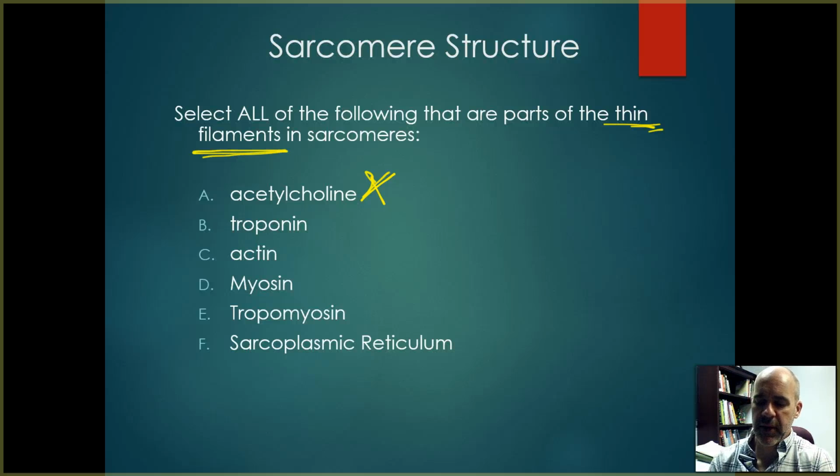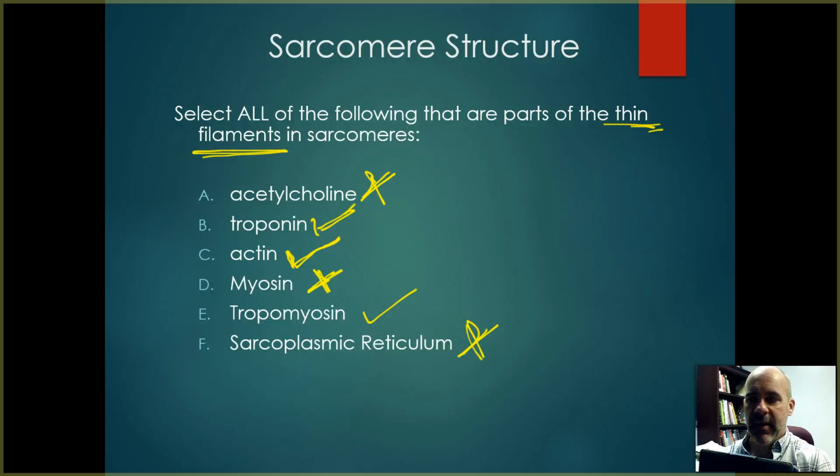How about troponin? Hopefully you're thinking yes on that. Actin, absolutely. Those are the blue beads in the diagram. Myosin, no, myosin is part of a thick filament. Tropomyosin, yes, tropomyosin, that's the ribbon protein we were talking about. Sarcoplasmic reticulum, no, that's the webby-looking membrane-covered compartment that extends throughout the inside of the muscle fiber and kind of wraps itself around the myofibrils.